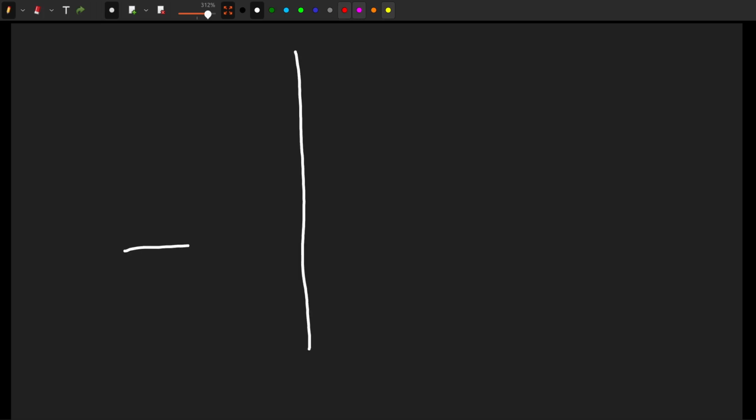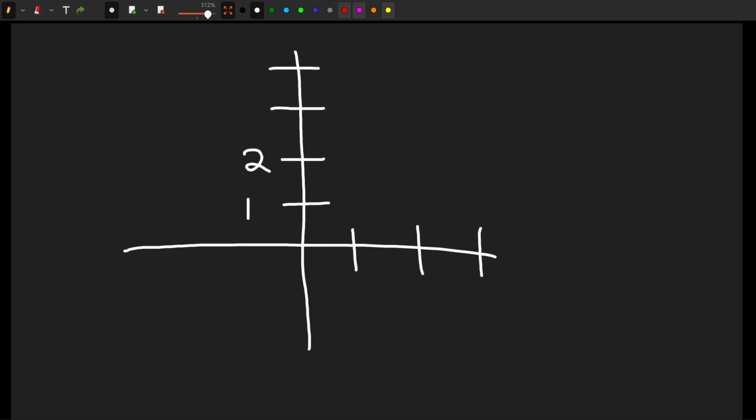I'll start with my graph. I'm going to have 1, 2, 3, 4. 1, 2, 3. Go and label these. And then I'm going to have a point here. And I'm going to have a point here. And I'm going to draw a line between the two. So we get something that looks like that.